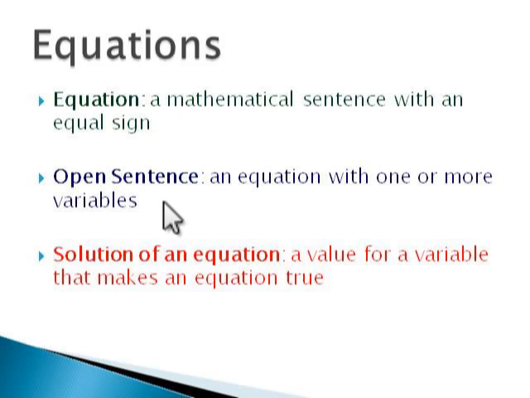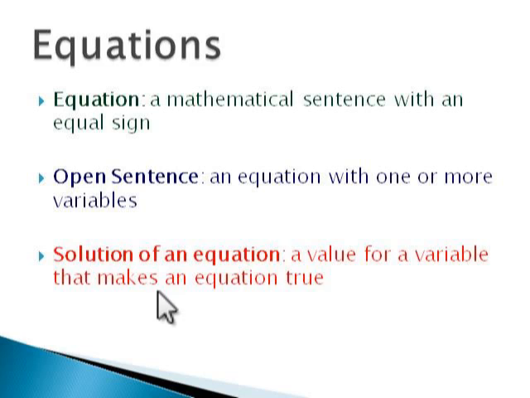An open sentence is an equation with one or more variables. So 3 plus 5 equals 8 is an equation, but it's not an open sentence because I don't have a variable in it. If I had t plus 3 equals 8, that would be an equation and it would be an open sentence. It would be both.